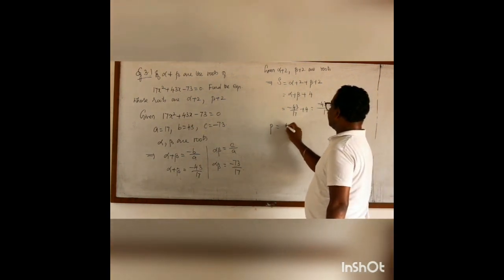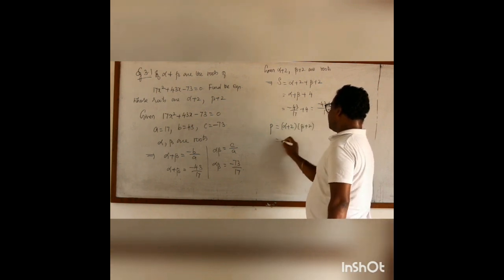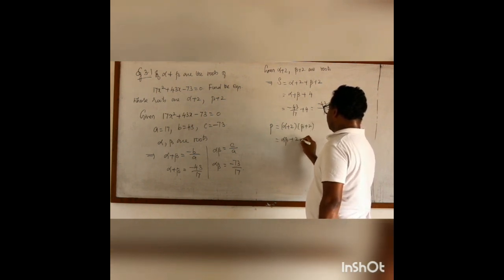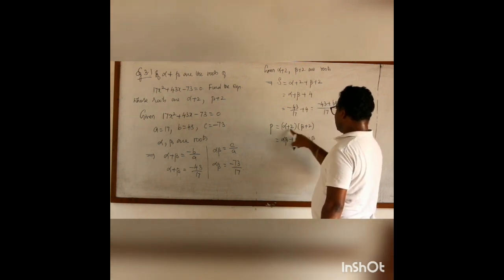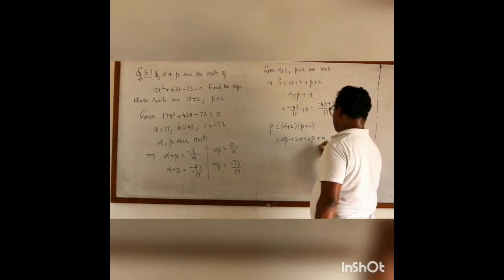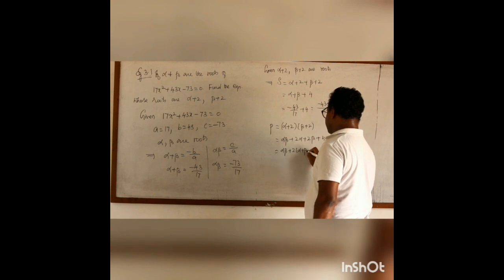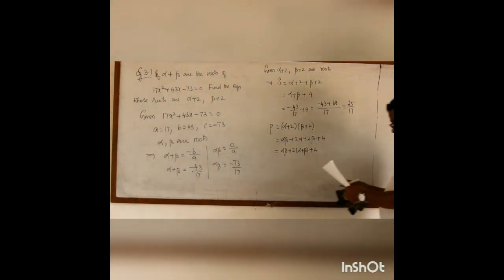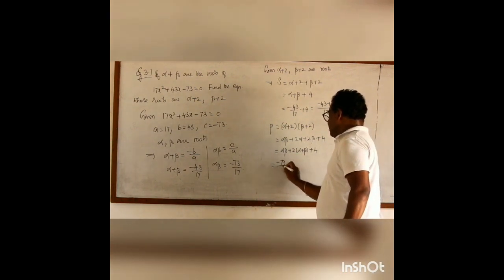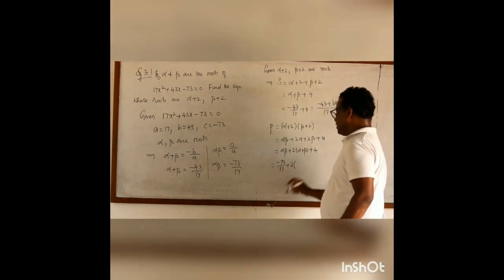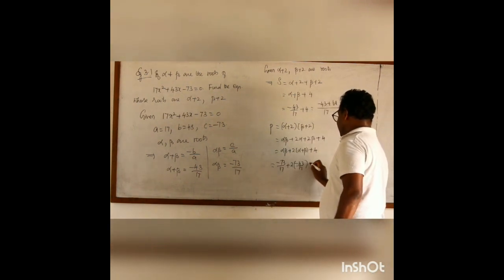Then similarly, the product is alpha plus 2 into beta plus 2. When we multiply, it is alpha beta plus 2 alpha plus 2 beta plus 4. It is alpha beta plus 2 into alpha plus beta plus 4. Therefore, we know alpha beta is minus 73 by 17 plus 2 into alpha plus beta, which is minus 43 by 17, plus 4.